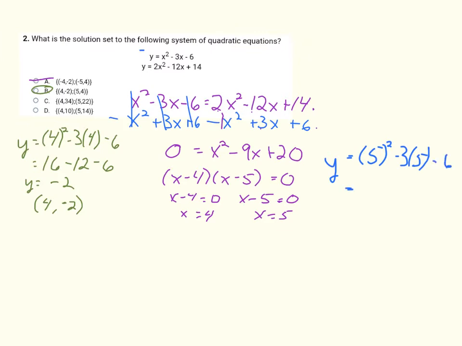And then 5 squared is 25, minus 3 times 5 is 15, minus 6. So 25 minus 15 is 10, minus 6 is 4. So here y equals 4 when x was 5, so my coordinate here is (5, 4), which is the other coordinate in B. So I did do a correct job, and that is going to be my final answer.